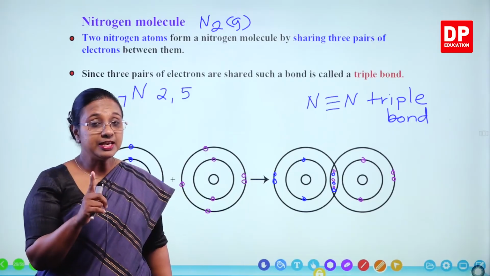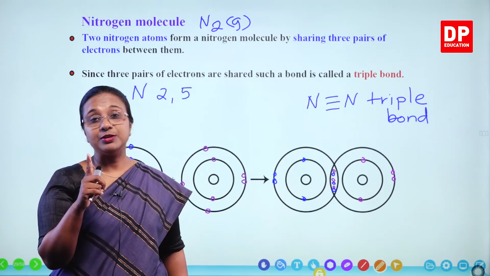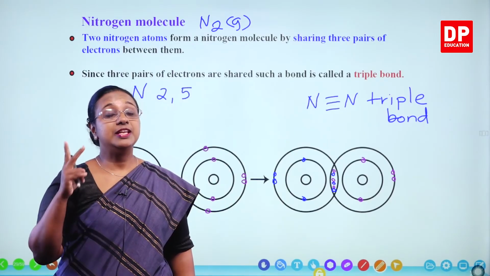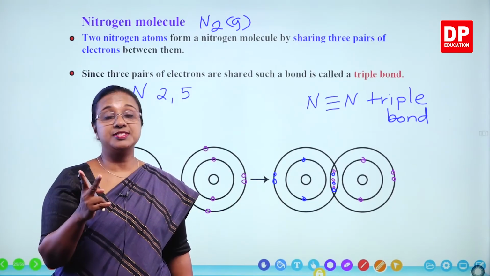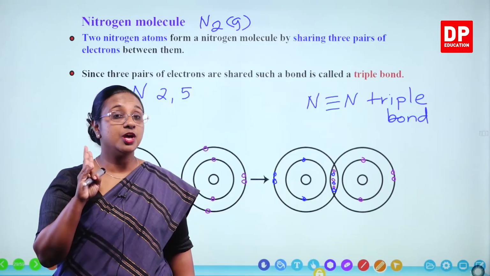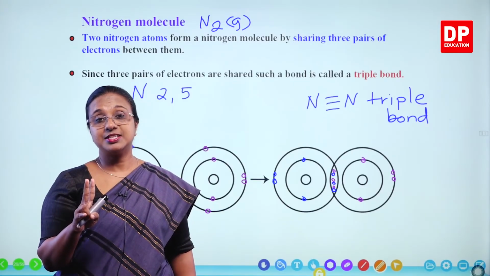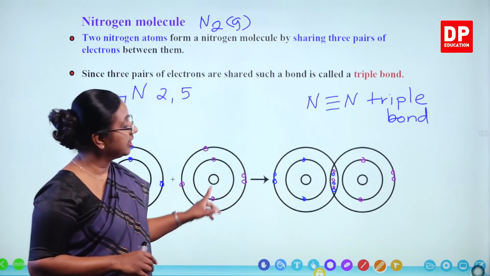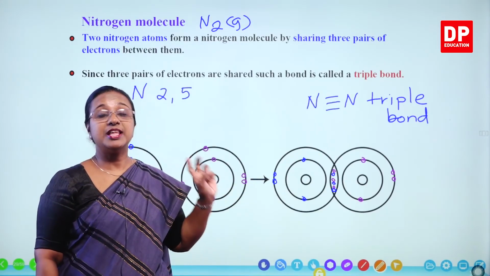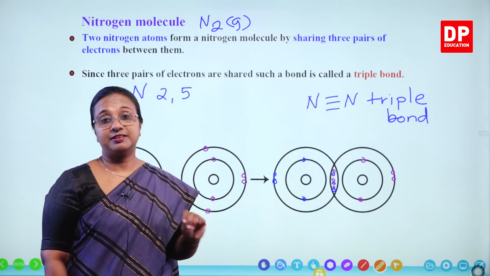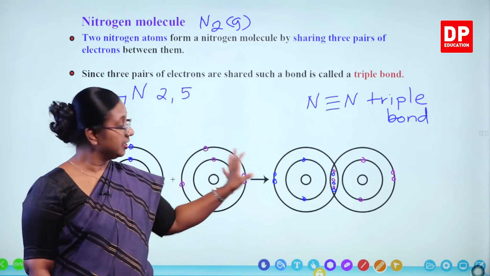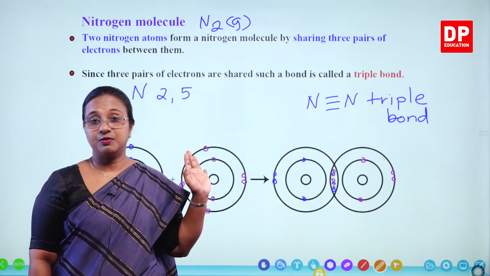If there is a single bond, one bond between two atoms, only one pair of electrons are shared. If it is a double bond, two bonds are there, so 4 electrons. 2 pairs of electrons are shared between two atoms. And like in nitrogen, if it is a triple bond, there are 3 pairs of electrons, 6 electrons in total. I'm sure you can understand that now.